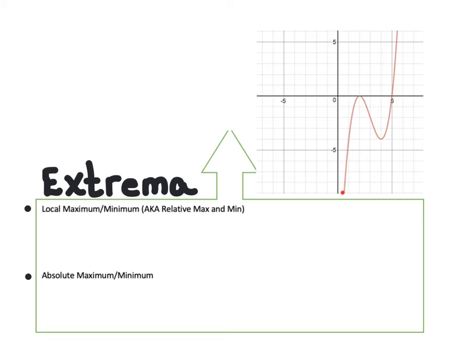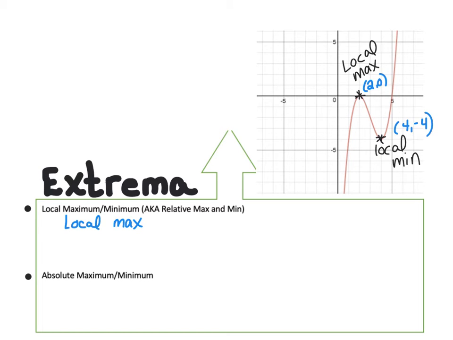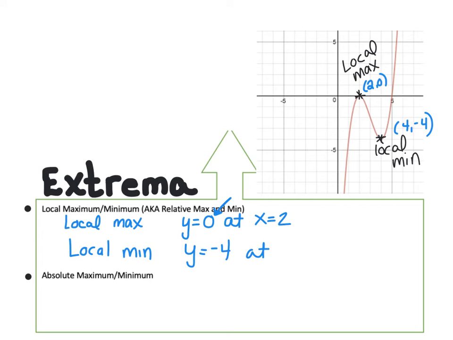It goes lower way down here. This is not the highest this function goes. It gets higher up here, but it is a local or a relative max. Down here is my local min. So my local max occurs at y equals 0 at x equals 2. Since when we're talking about the max, we're really talking about the y, often we'll mention the y first. Sometimes you'll see it just written as an ordered pair. The local minimum occurs at y equals negative 4, which is the lowest it goes in that particular interval, at x equals 4.